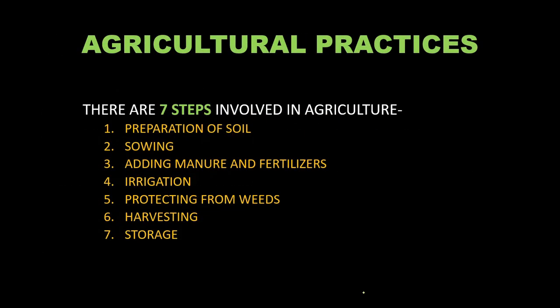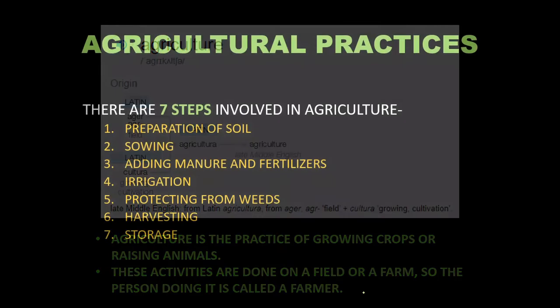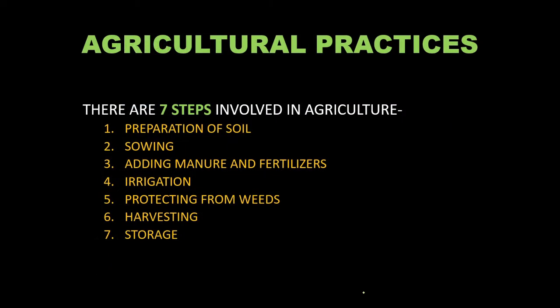We also learned the definition of a crop and the two types, Rabi grown in winter season and Kharif grown in summer and rainy season. We understood how agriculture started and its actual definition and origin of the word, its etymology. Now we are prepared to jump into the steps in which agricultural practices are done.